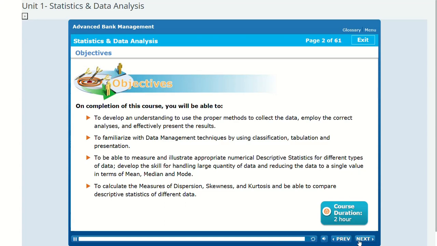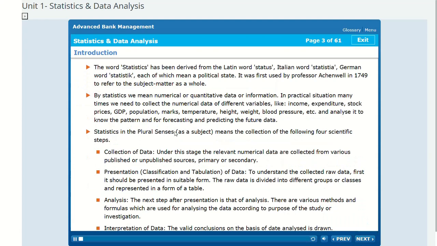Course duration, 2. Introduction. The word statistics has been derived from the Latin word status, Italian word statistica, German word Statistik, each of which means a political state. It was first used by Professor Achenwall in 1749, to refer to the subject matter as a whole. By statistics we mean numerical or quantitative data or information.